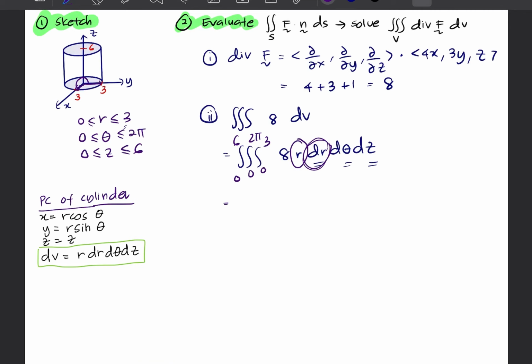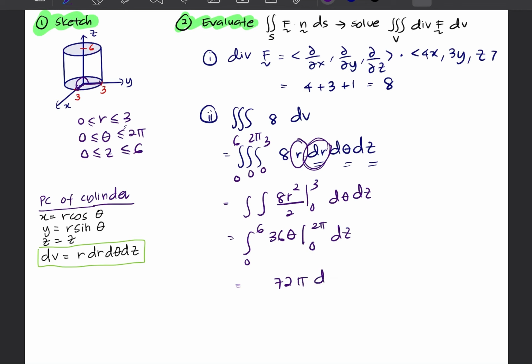Okay, then after you integrate, you will get 8r squared over 2 from 0 to 3 d theta dz, then 36 theta equal to 72 pi dz from 0 to 6. This is quite easy. The final answer will be 432 pi.